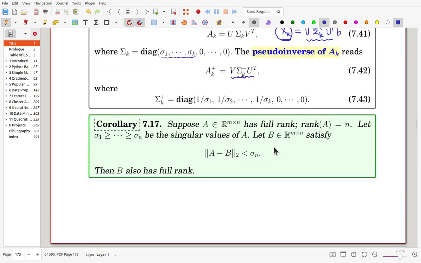Okay. Here the corollary is: assume A has full rank, that means the rank of A is n. Now sigma 1 to sigma n are singular values, and sigma n is the smallest positive singular value. And B is a matrix such that the distance from A in L2 norm is less than sigma n, then B also has full rank.